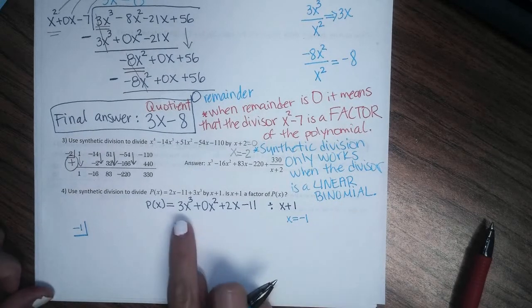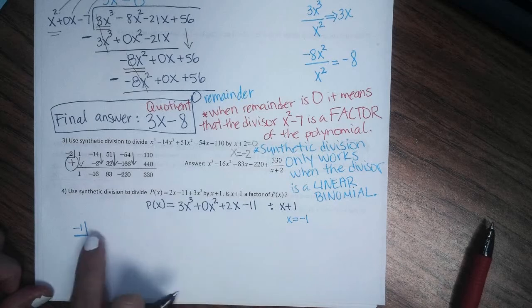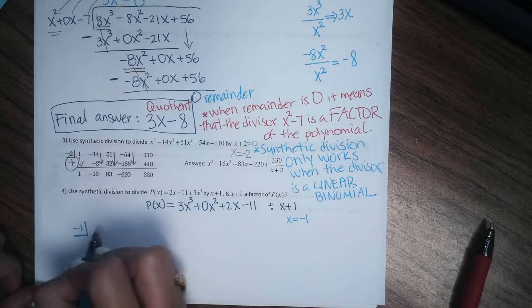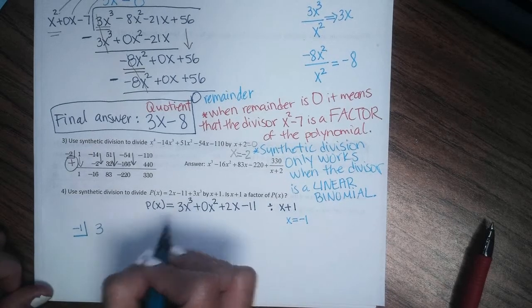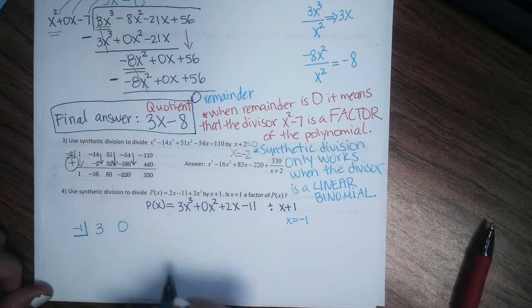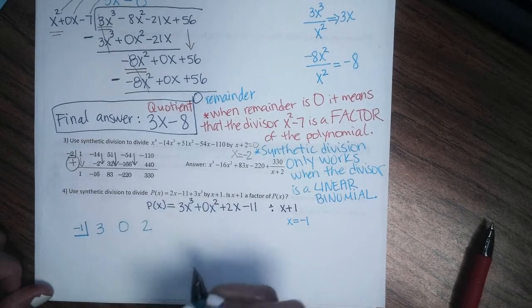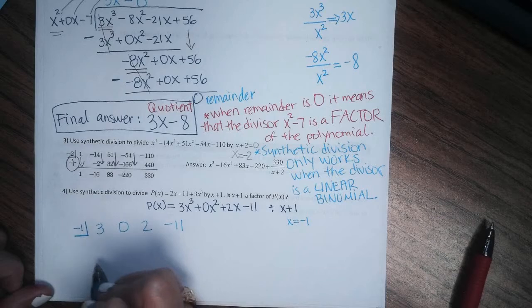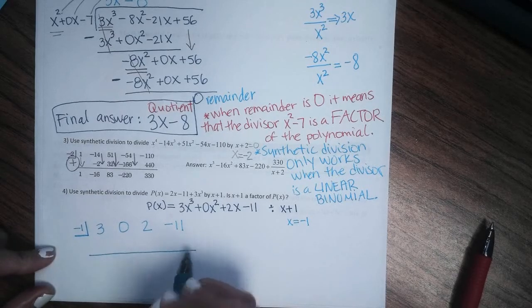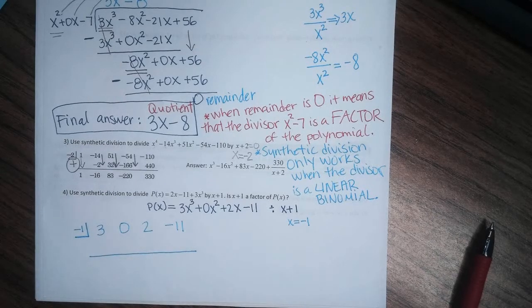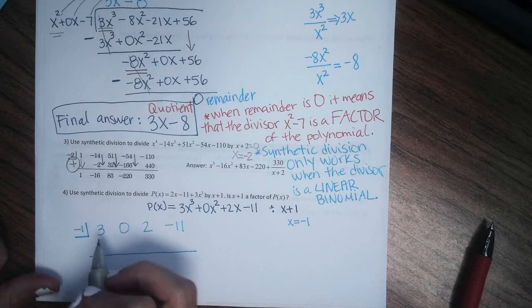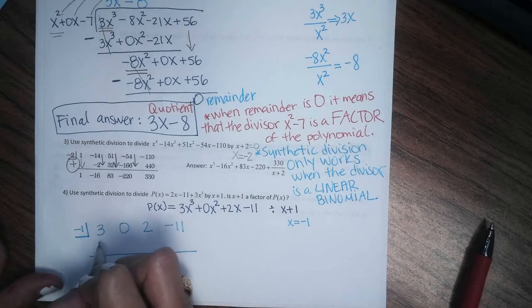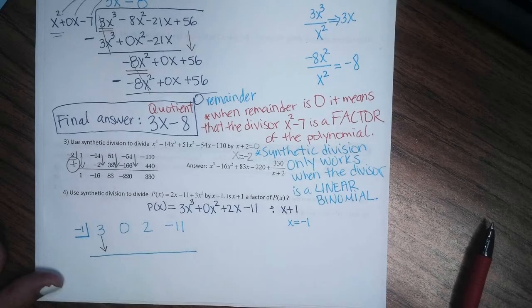Next, take the coefficients of your dividend and write them here next to the box. So 3, 0. You must write the 0 or you can get it wrong. 2, -11. And now you can just draw a line. And here's how synthetic division works. You start with the first coefficient, which was a 3. Bring it down. So that's just 3.